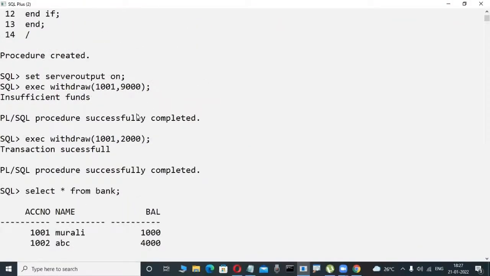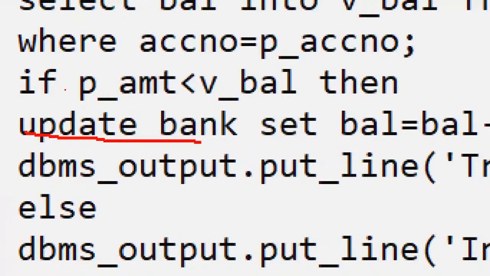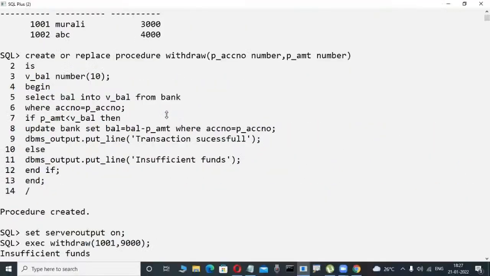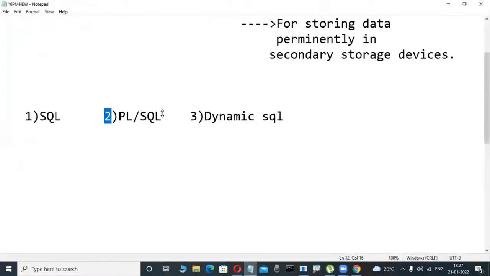You are a programmer, you are writing the coding in an update. Update is an SQL command only. If condition is a PLSQL command. That's why you need some language knowledge. With this type of PLSQL coding knowledge, then only you can write real-time applications, OTP validations, bus ticket reservation, anything. So many applications are there. But a little bit of knowledge is required. Okay, understood? Yes.